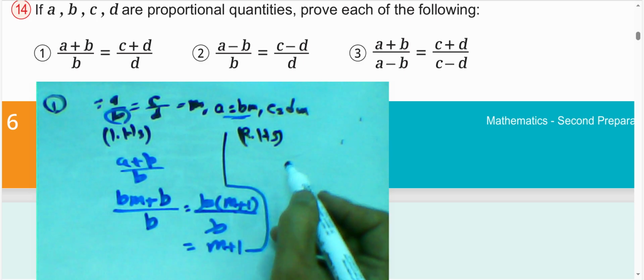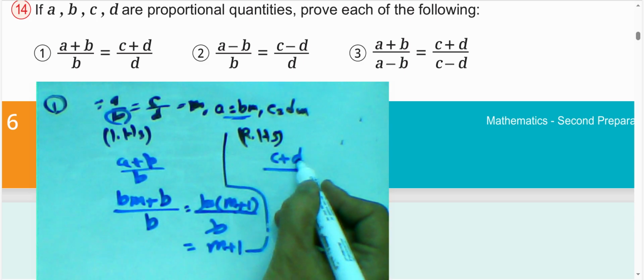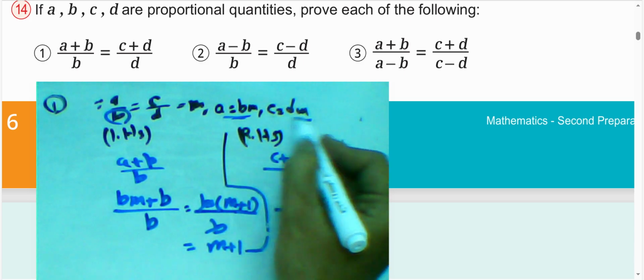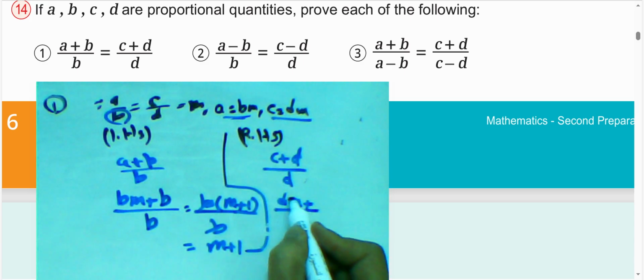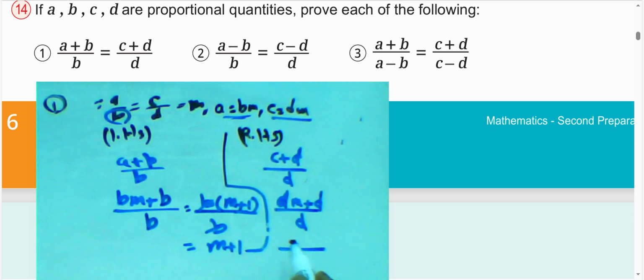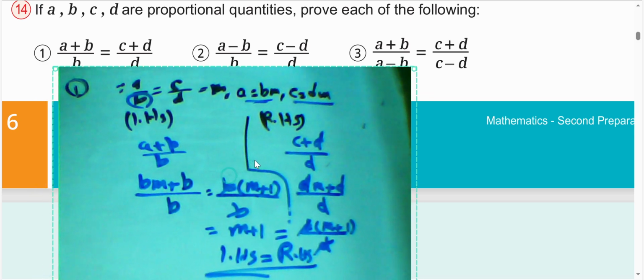And right hand side here, C plus D over D. C equals Dm plus D over D. You can write D as common factor: Dm divided by D equals m and D divided by D equals 1. Now we simplify, then the result is equivalent here to m plus 1. Then left hand side will be equal to right hand side, equal to m plus 1. Understood, my students? This is question number 1.